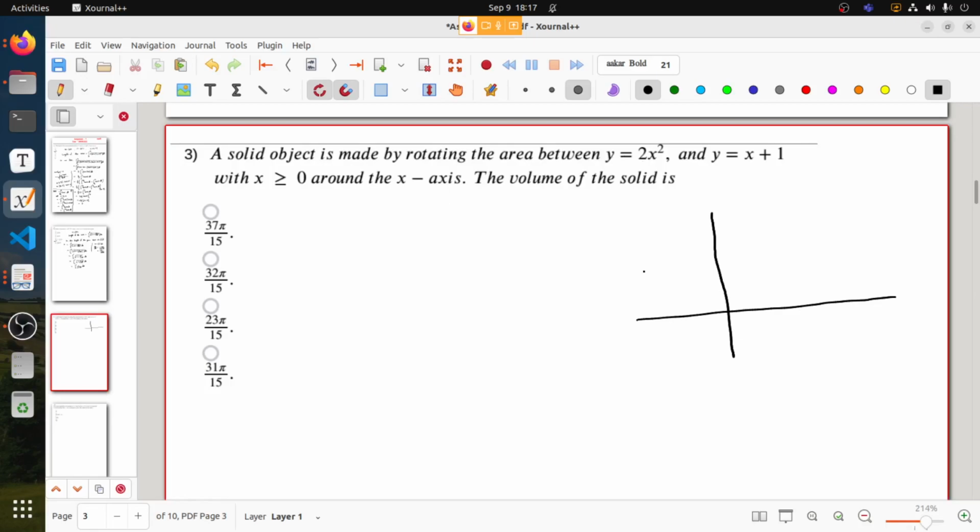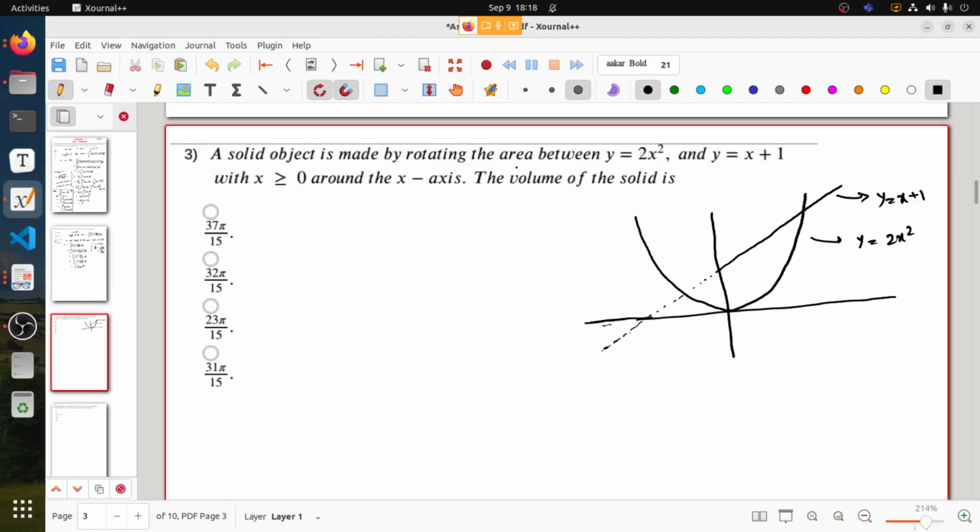So first draw y equals 2x squared, it will look like a parabola, right? Y equals 2x squared, so this will look like this. And y equals x plus 1, how will it look like? At x equals 0 it is 1, so it will look like this. So this will cut by this, right? So this is the curve y equals x plus 1, and this is y equals 2x squared.